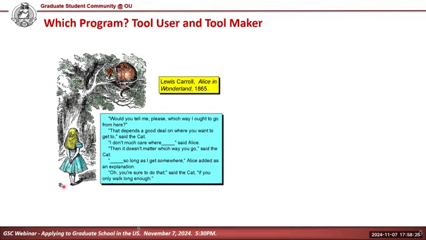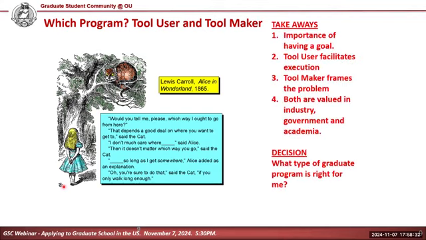So she is limited by the tools that she has, and she says, aha, I need to be a tool maker. So she needs to become a tool maker. So there's a difference between a tool maker and a tool user. Both are necessary in government, industry, and academia. You need to know how to be a tool user. Only then, I believe, can you be a tool maker. So what is important here is the following. It is important for you to have a goal.